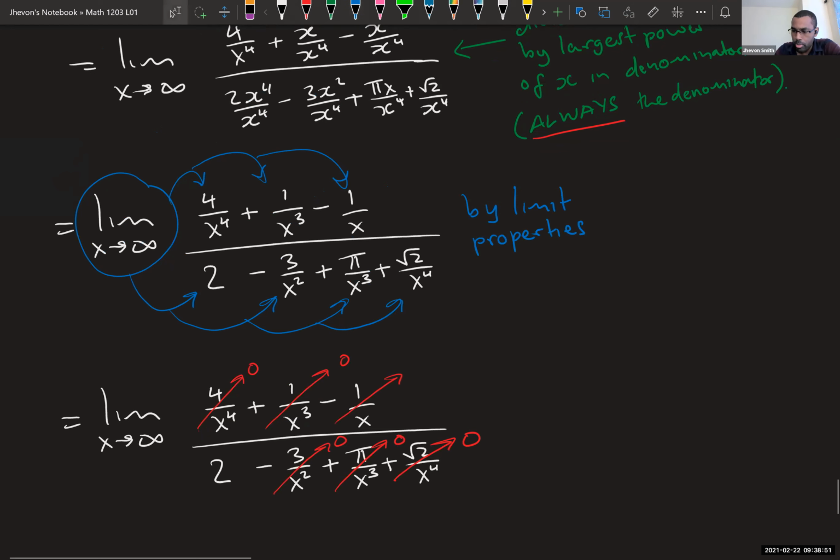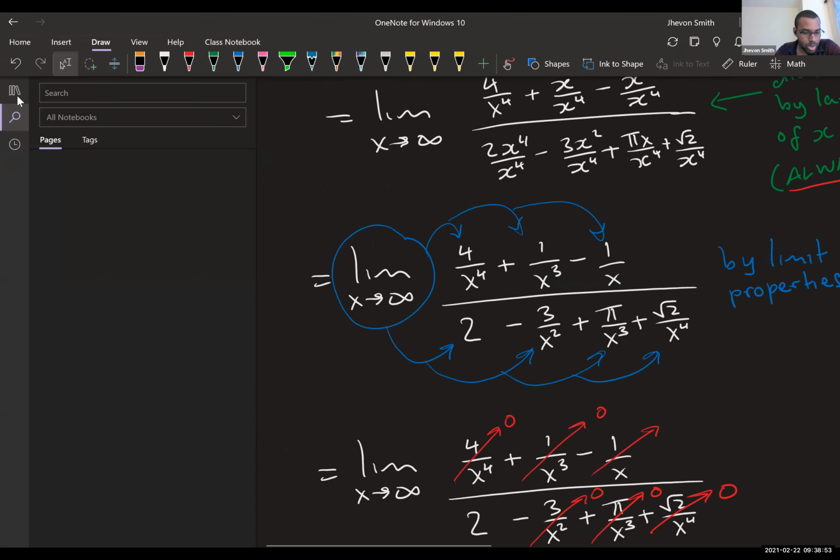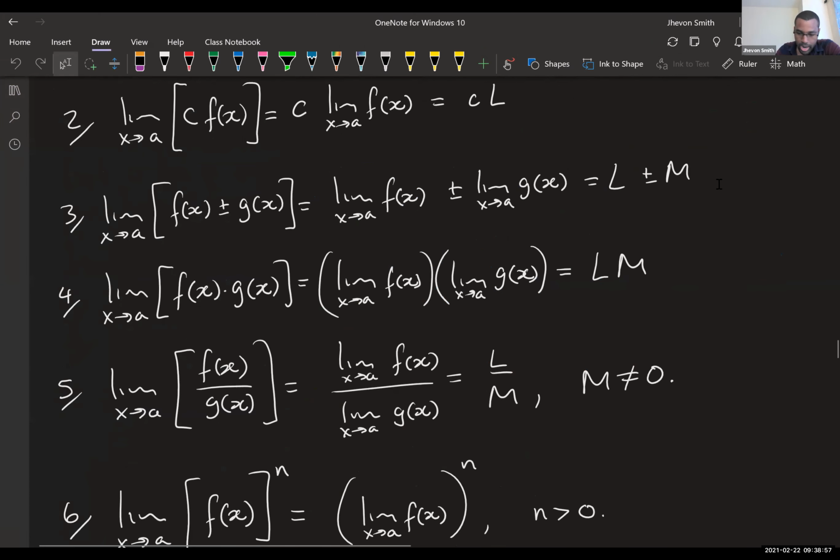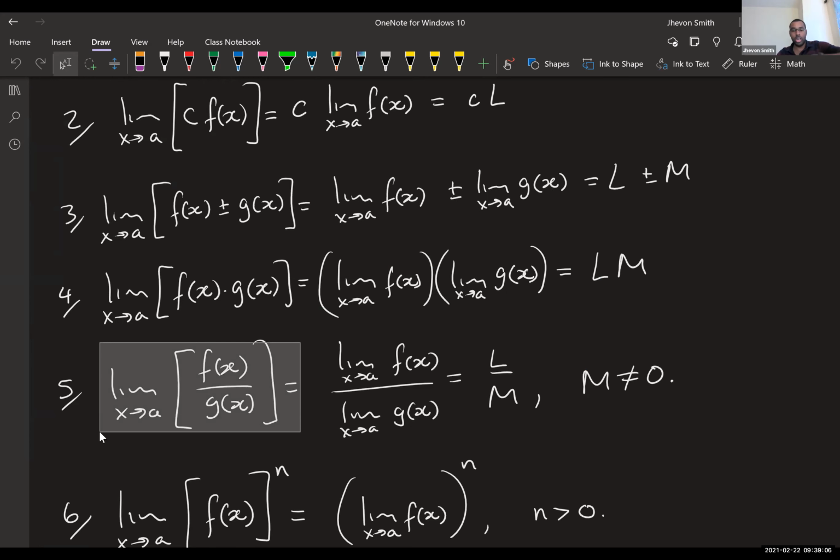I'm applying 2 limit properties here. I forgot what I numbered them. So I'm applying the fact that I can distribute the limit across the sum. So that's property 3, as well as I can put the limit in the top and bottom. So what I do is I put the limit in the top and bottom, and in the top, it distributes across the sum, and in the bottom, it distributes across the sum.